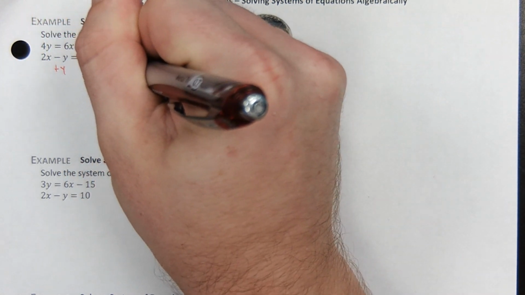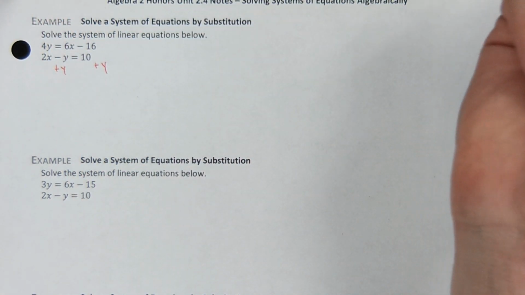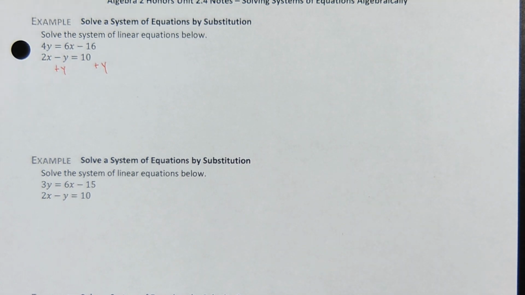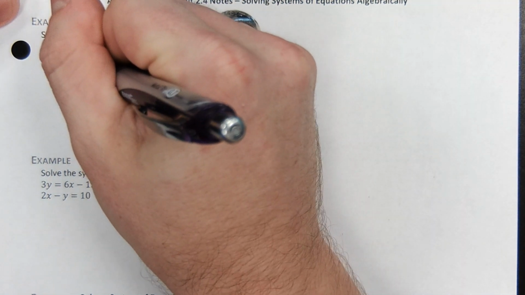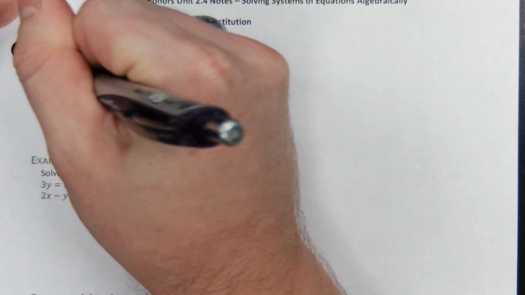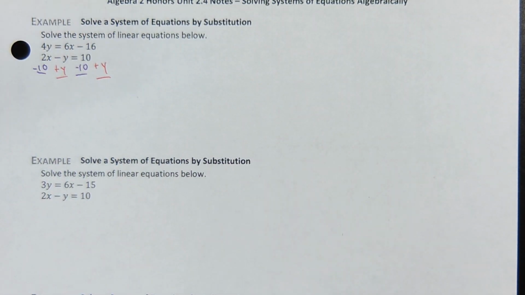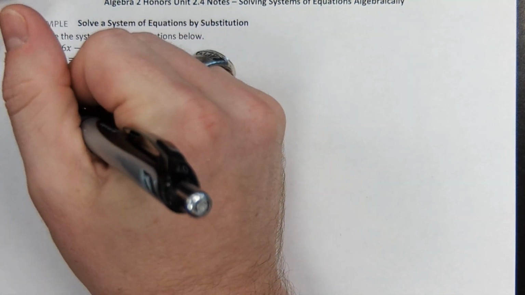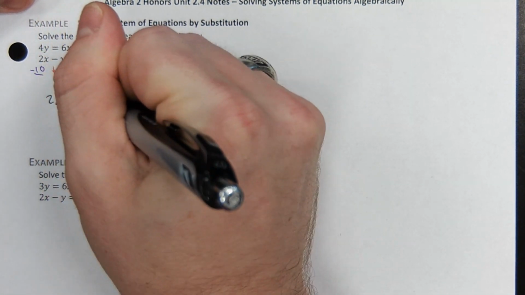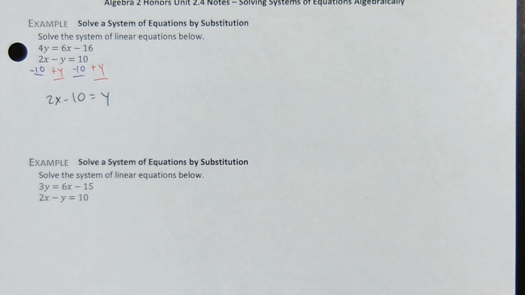So I'm just going to add y to both sides. And now it'll be positive. It won't be alone, you say. Fine. Subtract 10. Now it'll be alone. So that secondary equation down there will now be 2x minus 10 is what y equals.